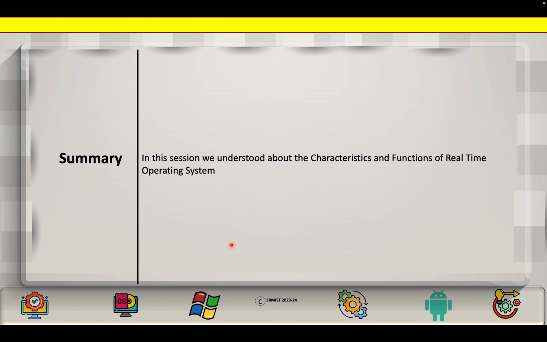In this session, we understood the characteristics and the functions of real-time operating systems.